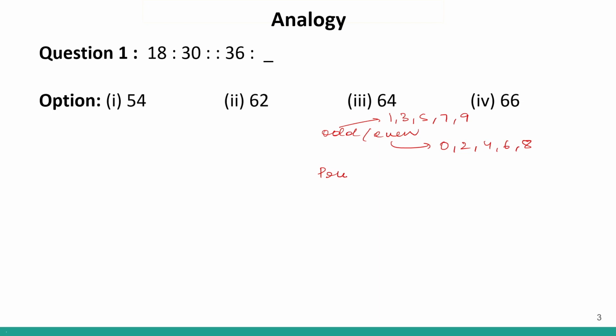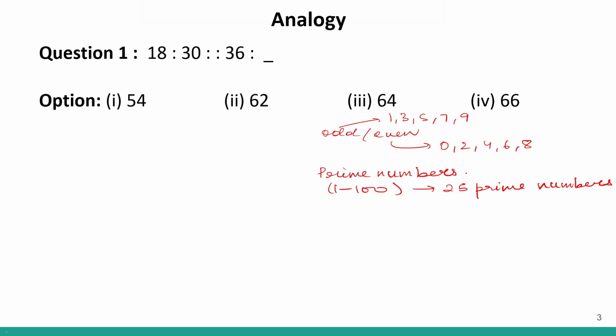Then you should be aware of prime numbers. What are prime numbers? Numbers that have factors of only 1 and the number itself. So prime numbers of at least 1 to 100. How many prime numbers are there between 1 to 100? There are in totality 25 prime numbers between 1 to 100.